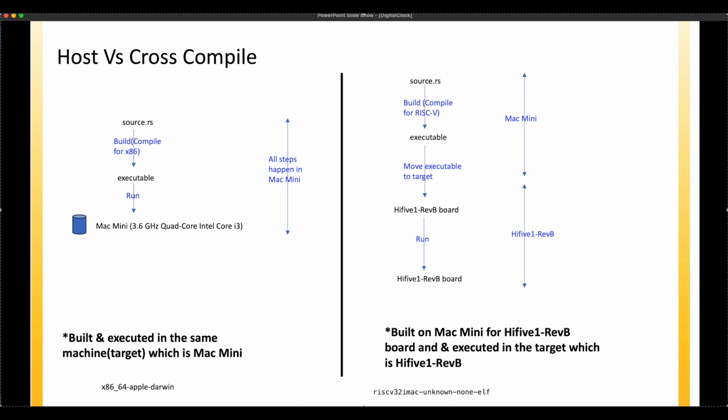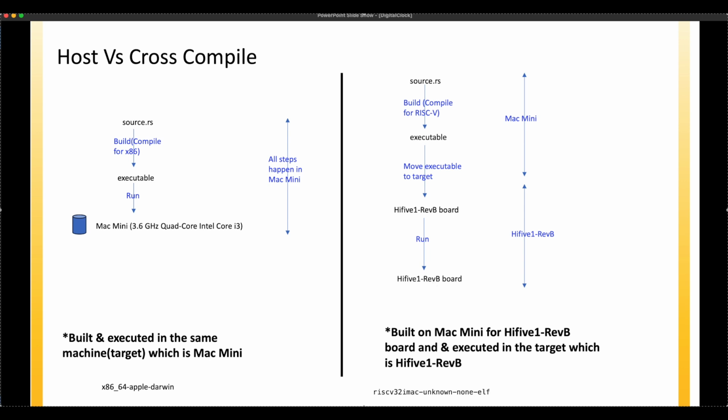However, what we want is to build the code on my Mac Mini, but have it built for a RISC-V target, not for x86, and run on the HiFive1 Rev B board. So in cross-compilation, the code is built on a different machine, and then the executable is moved to the target and executed there. In this case, it is a HiFive1 Rev B board.